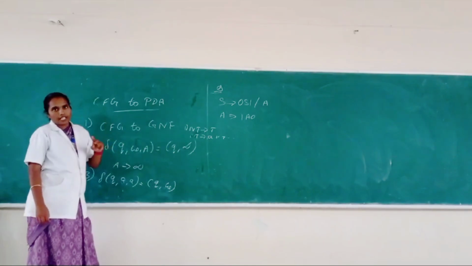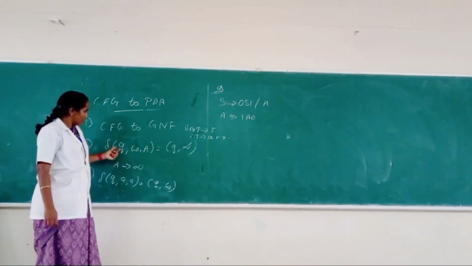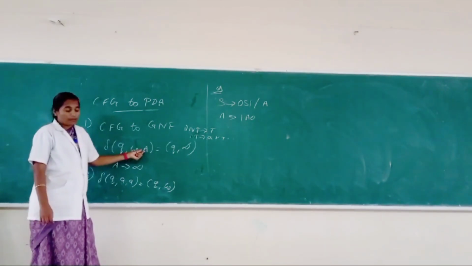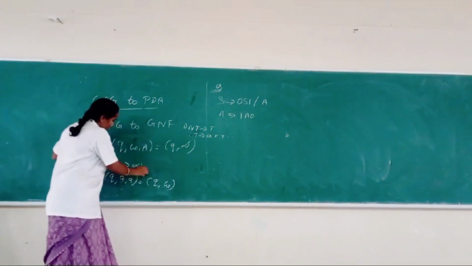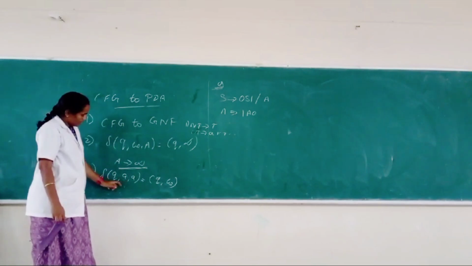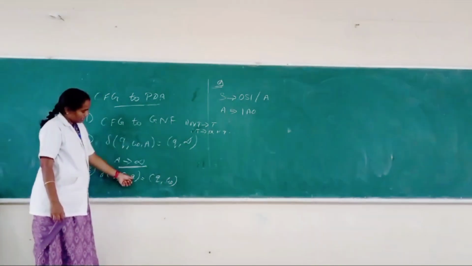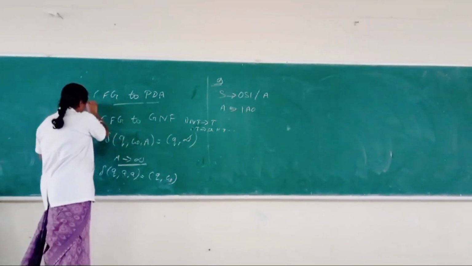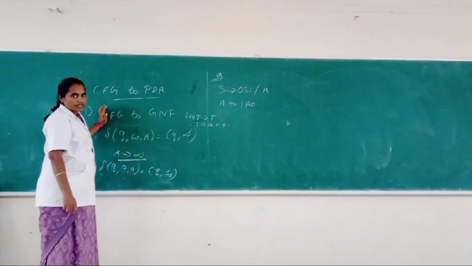Second one, in PDA there is only one state. For non-terminal, the production must be transition function of q comma epsilon comma A equal to q comma production, the production in the form A tends to alpha. For terminals, transition function of q comma a terminal tends to q comma epsilon. Following these three rules, we are going to construct the PDA from the context-free grammar.